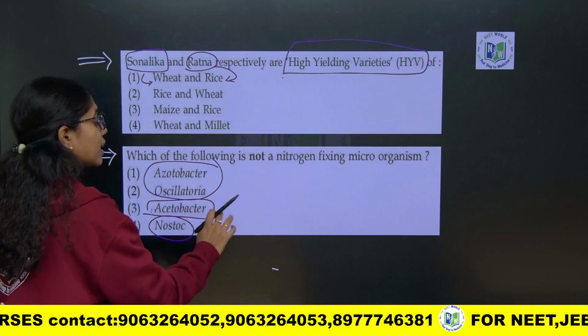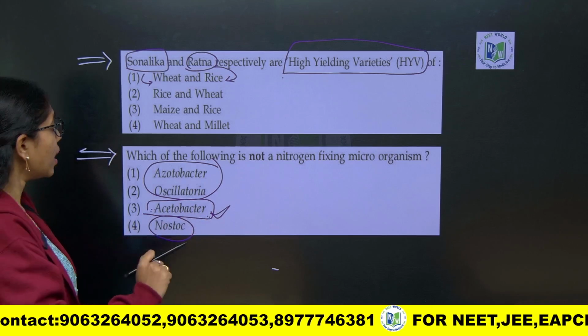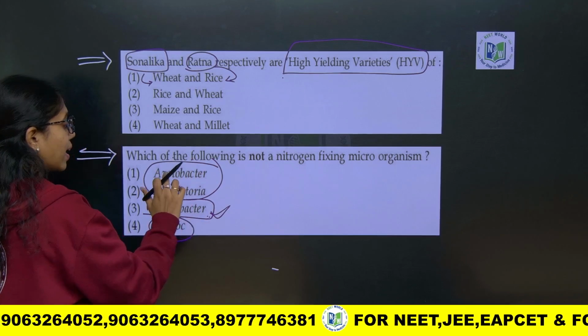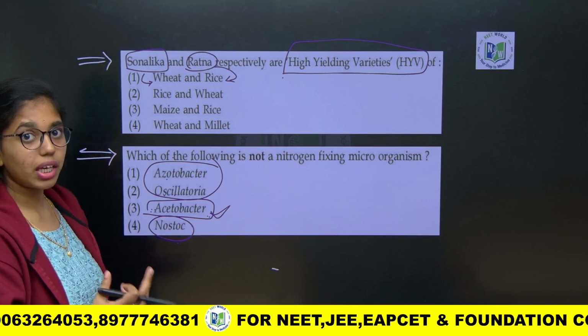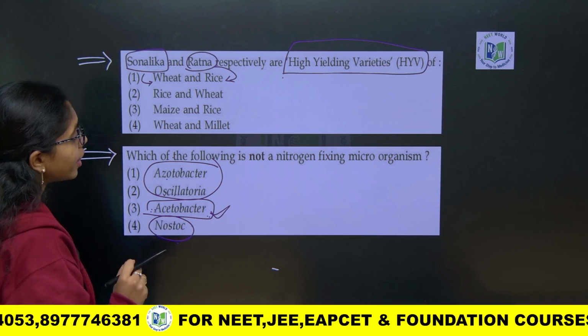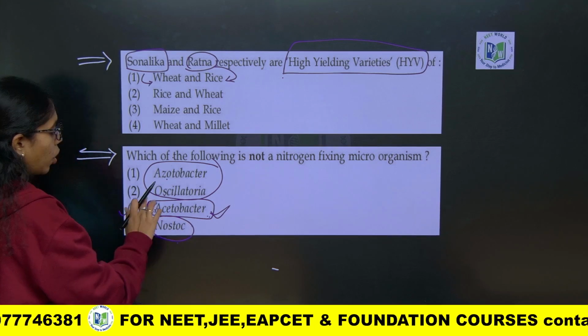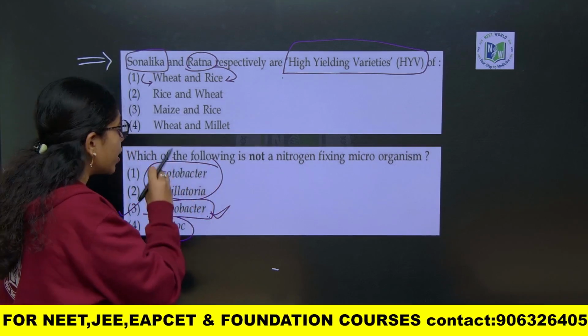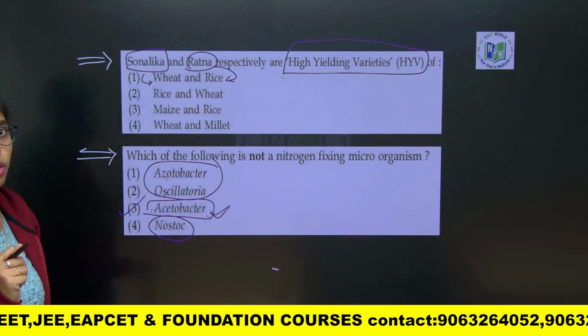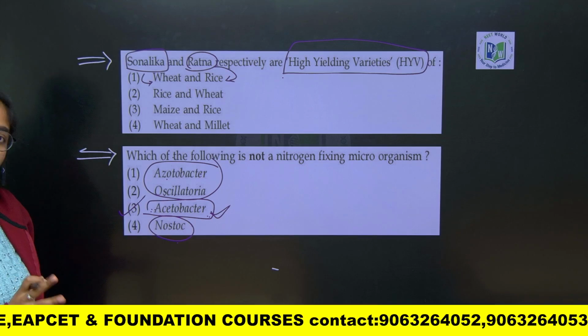This we have learnt in the microbes in human welfare chapter. Whereas these three, Azotobacter, Oscillatoria and Nostoc, are nitrogen fixing microorganisms. So here the option will be 3. When the options are very similar, you have to look into it keenly. Just by taking one more minute, if you look into it keenly, you can answer it.